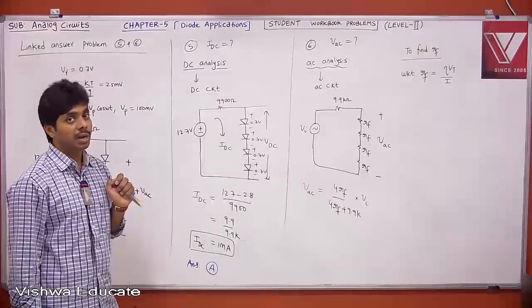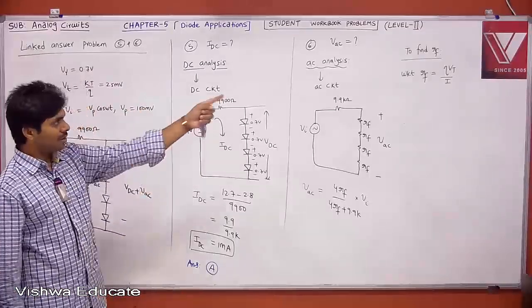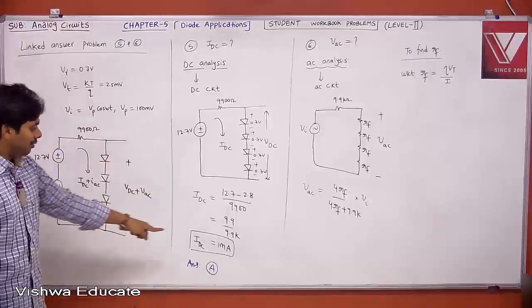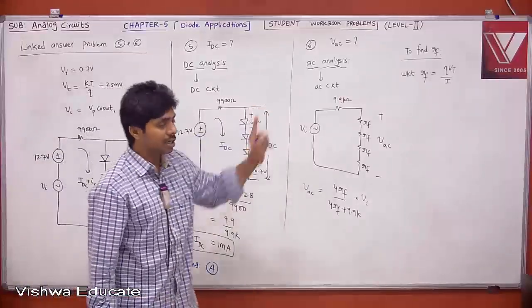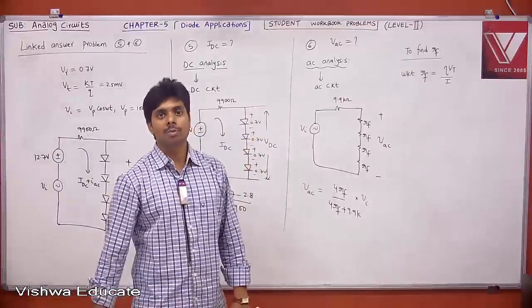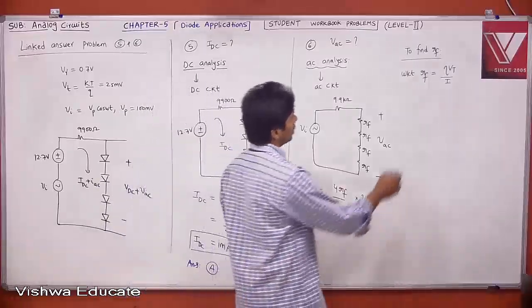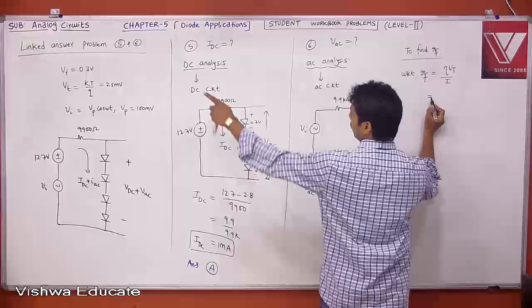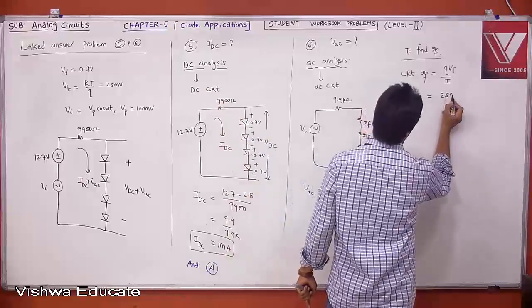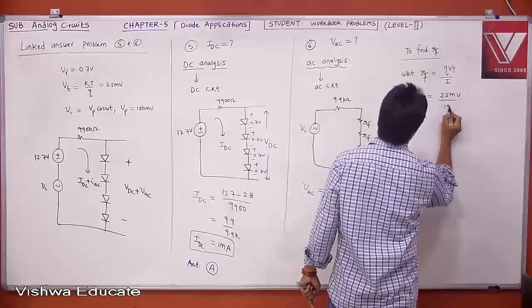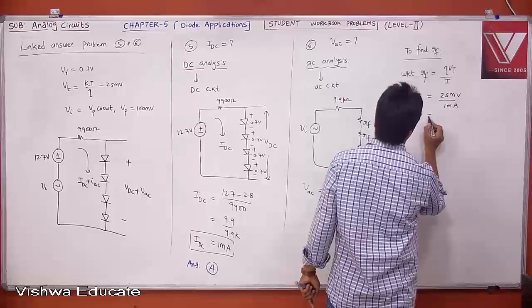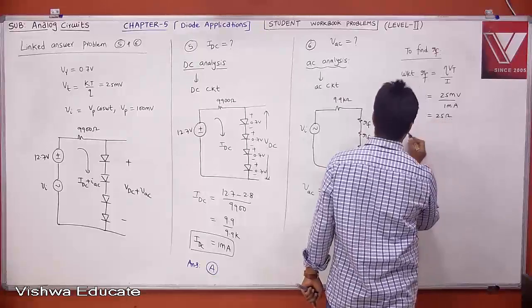Therefore, this is a linked answer problem. To solve the second bit, you need the first bit answer. If the first bit answer is wrong, surely your second bit answer is wrong. That's why the second bit won't be evaluated if the first bit is wrong. Let us say I is equal to 1 milliampere, eta is equal to 1, then Vt is 25 millivolt. Therefore, 25 millivolt divided by 1 milliampere. What is your RF? RF is 25 ohm.